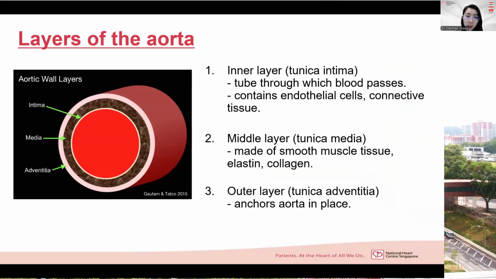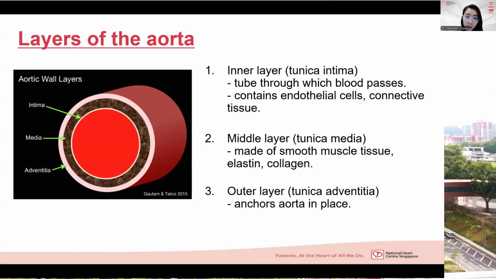If we look at the layers of the aorta, it's a pipe with 3 different layers. The first layer is a very thin layer called the intima. This is the part through which the blood passes. It contains endothelial cells and connective tissue.